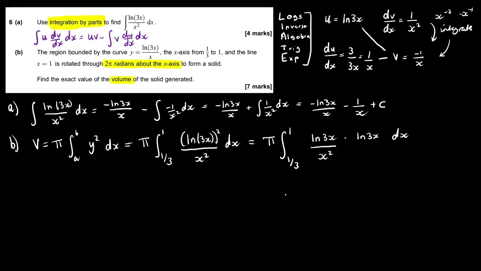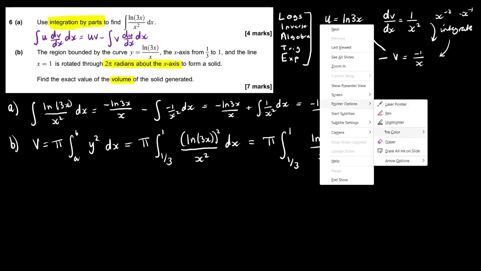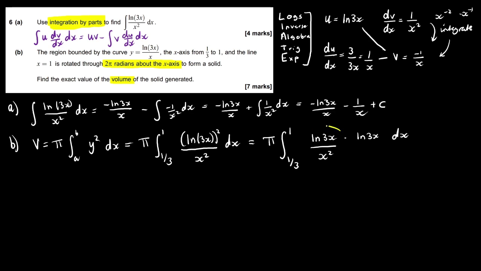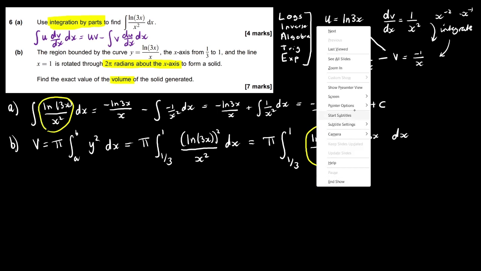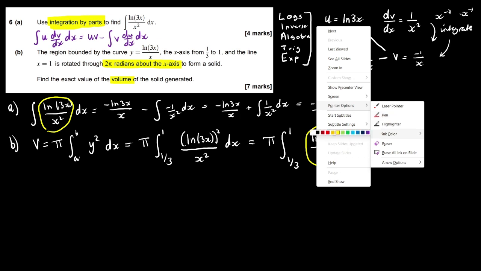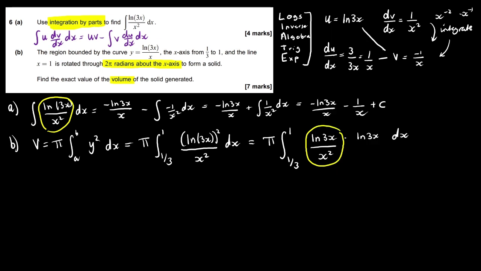So this first bit is what I've just integrated in part A. That is the same as this bit here. So that tells me what my choice for dv should be, the thing that I need to integrate, because part A just told me how to integrate it. So my choice for u would be log 3x. That means du by dx is 1 over x, as before.